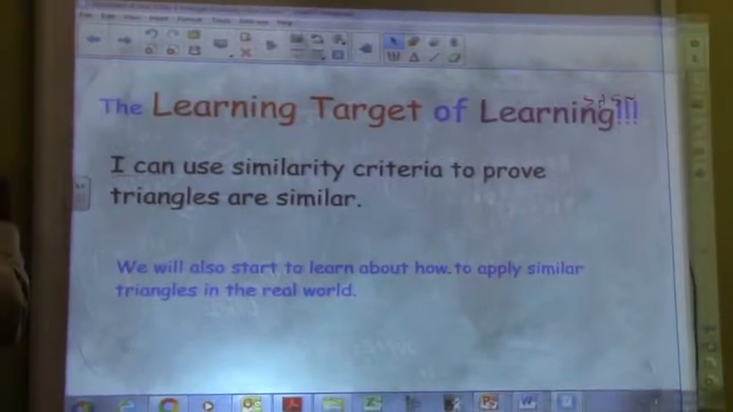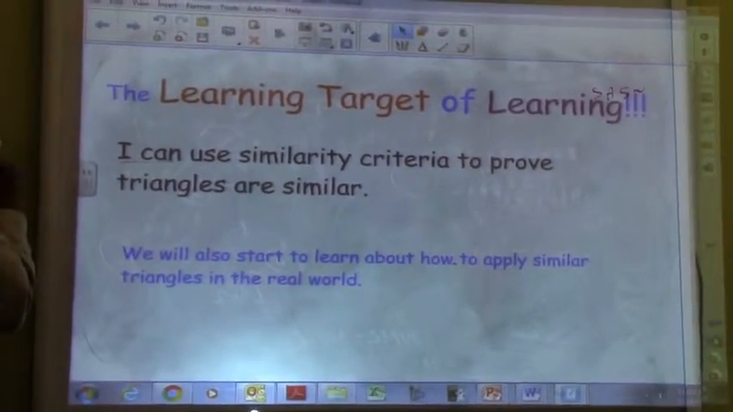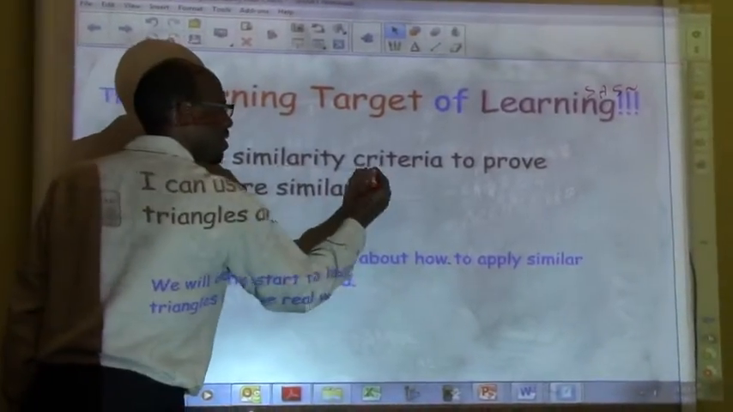I can use similarity criteria to prove triangles are similar. I can use similarity criteria. Circle prove.